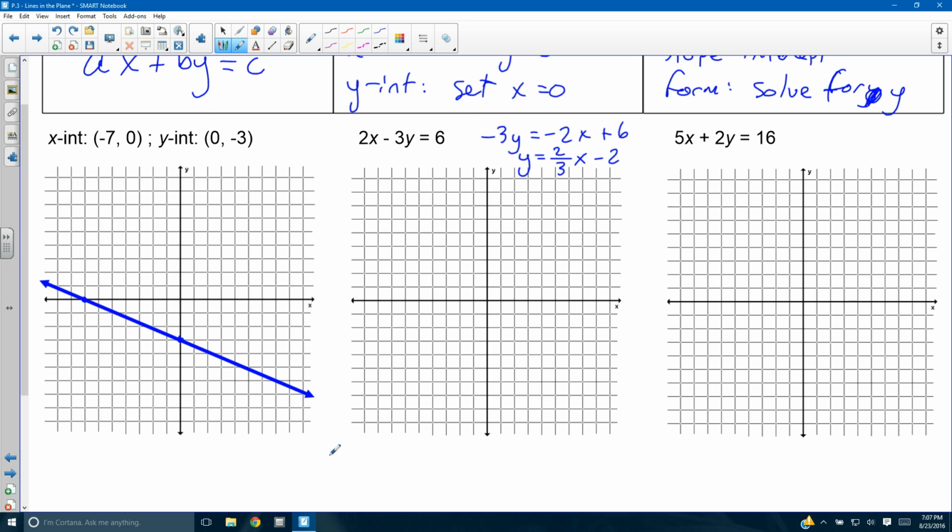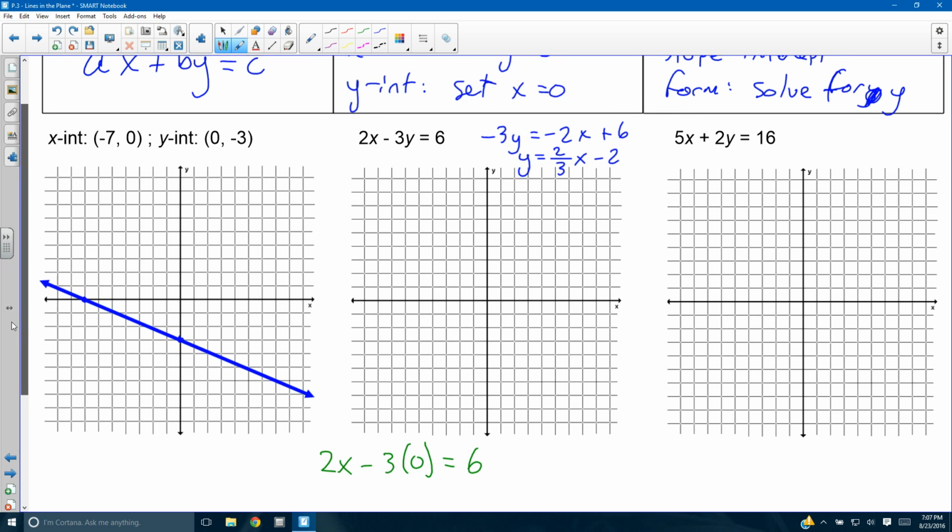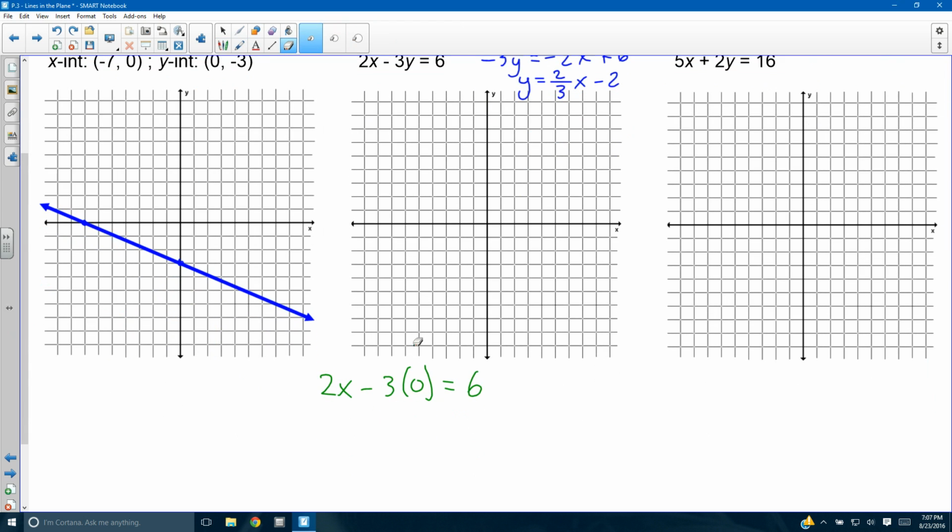I'm going to get 2x minus 3 times 0 equals 6. Now, this was an unnecessary step to write because no matter what, when I plug in 0 for y, this value will go away. It always will. If this is in standard form, this is all you're going to be left with. 2x equals 6. So what do you have left? Divide by 2. X equals 3. So your x value when y equals 0 is 3.